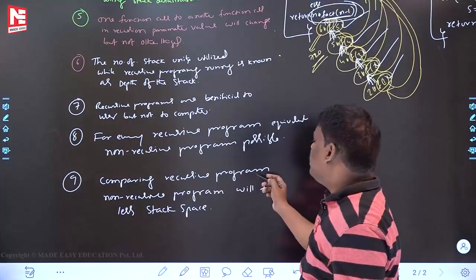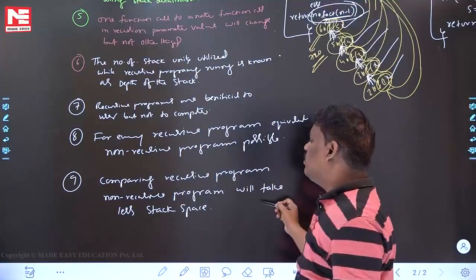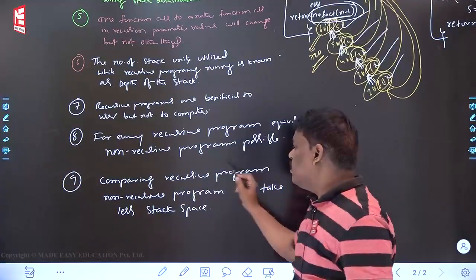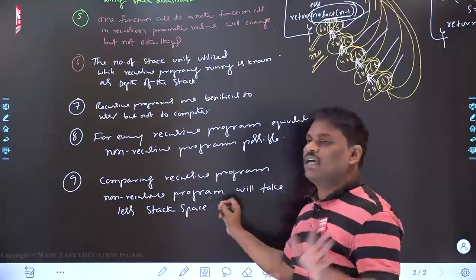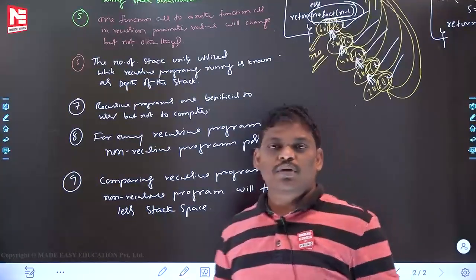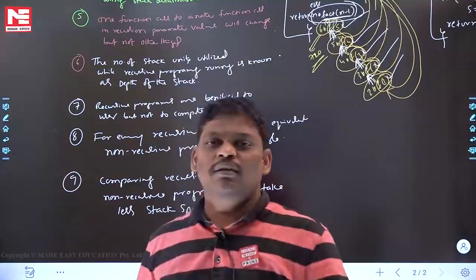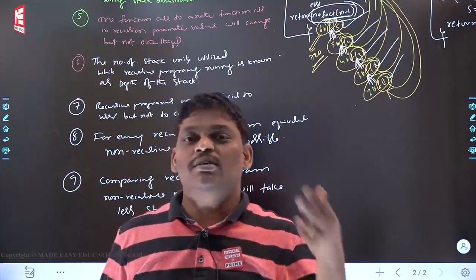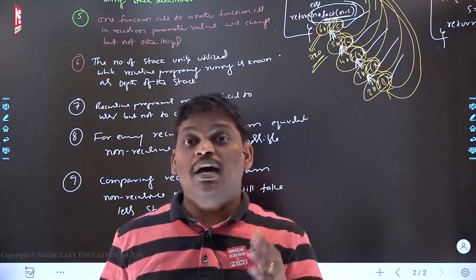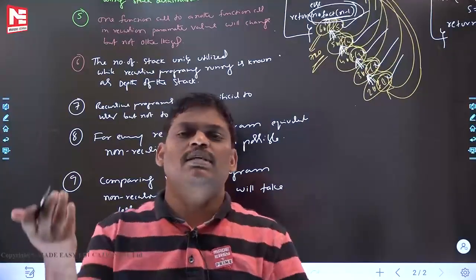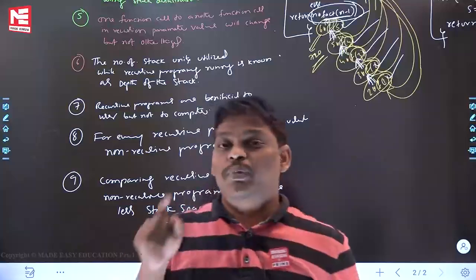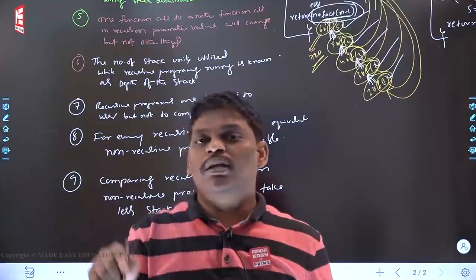9th point. Comparing a recursive program and a non-recursive program, the non-recursive program will take less stack space. Right? Non-recursive program means loops only. More function calls, maybe more space. That is the problem with the recursion. But in the non-recursion, fewer function calls, less stack space. I am really saying to you, please try to understand this line. What is that line? Right?